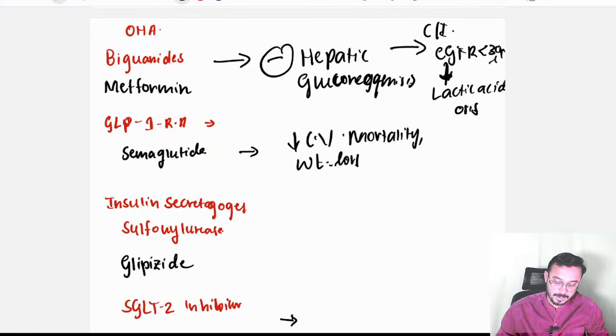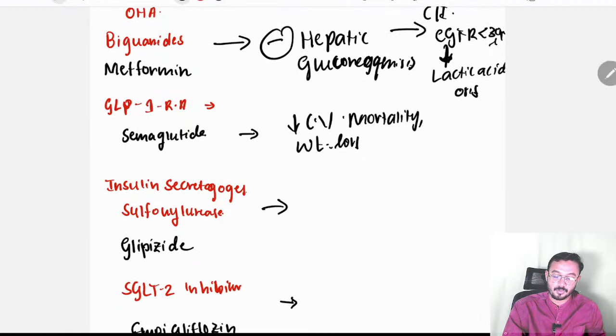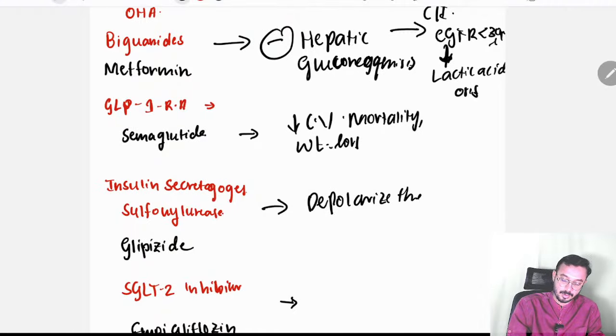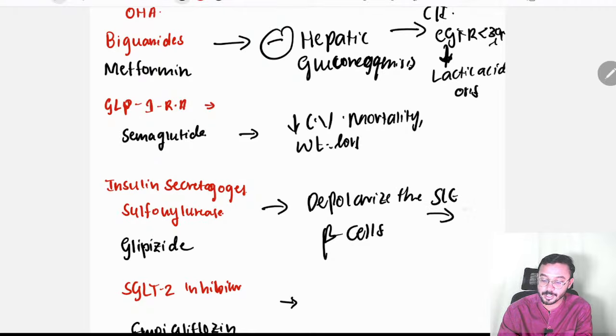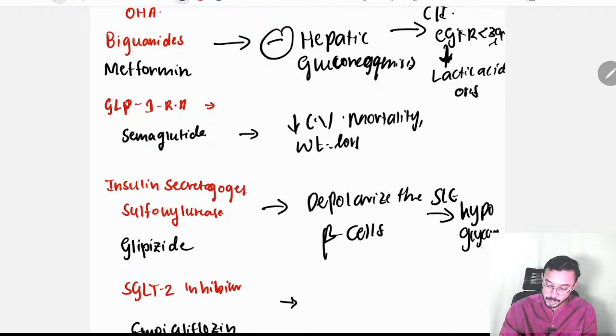Next is the insulin secretagogue glipizide, which is the best example. It acts by depolarizing the beta cells. Very important: the major side effect is that this is the only oral hypoglycemic agent which causes hypoglycemia. So the advice you give is that the person should carry some sugar items if he is taking this glipizide tablet.